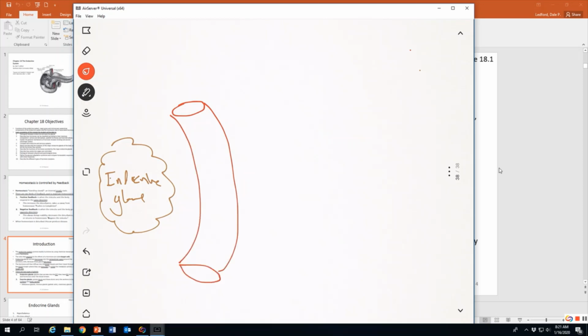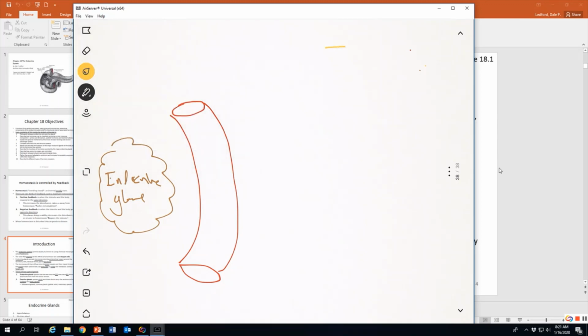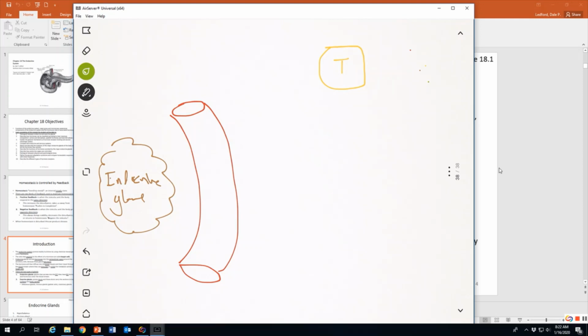Because of that, we have a cell that we need to get and target. Let's say this cell over here is our target cell. I'm just going to put a T in it for target. Now, this target cell has to be able to respond to that hormone. So let's say this endocrine gland is going to release a chemical called a hormone, and this hormone has a very unique shape that allows it to do the job that it does.